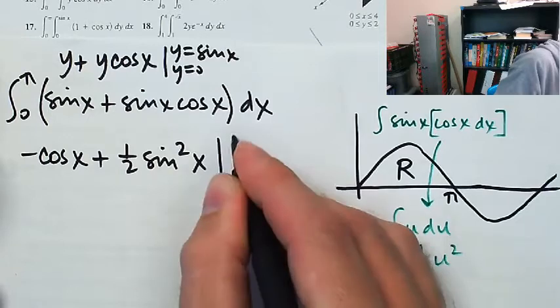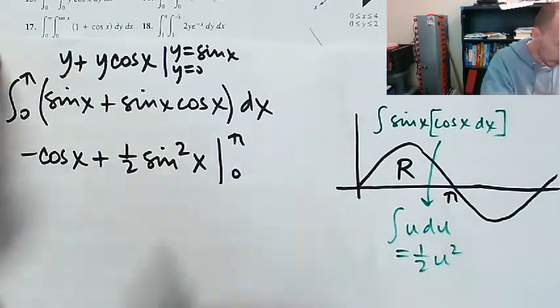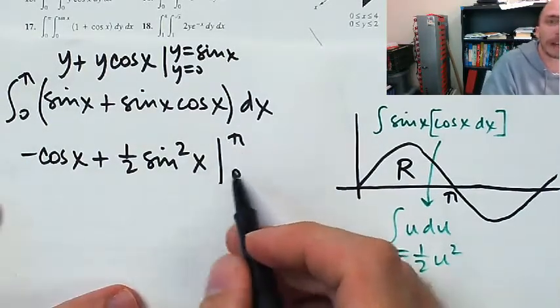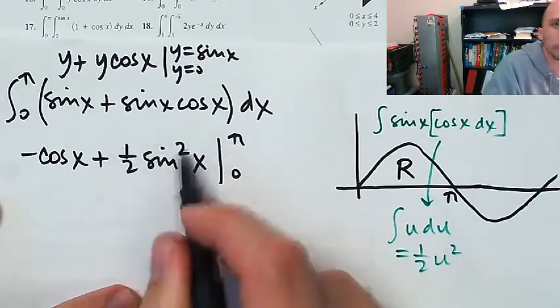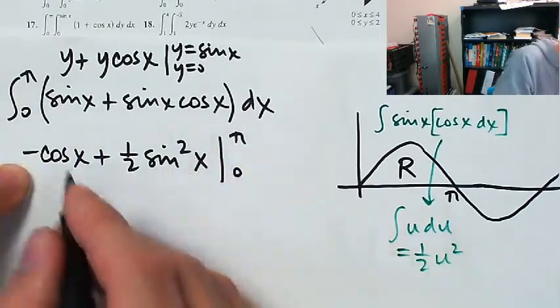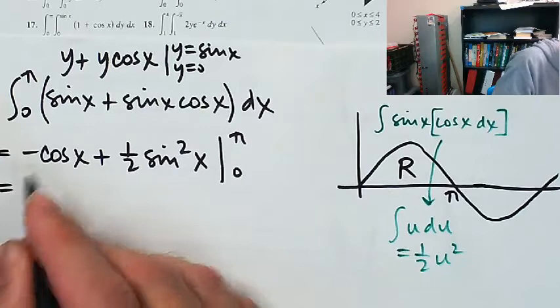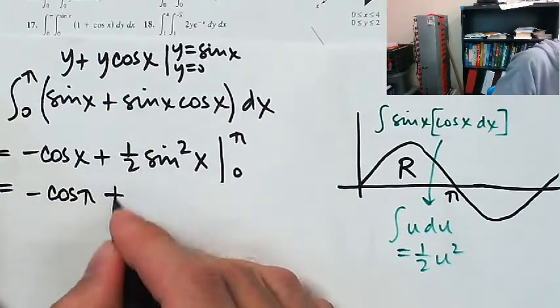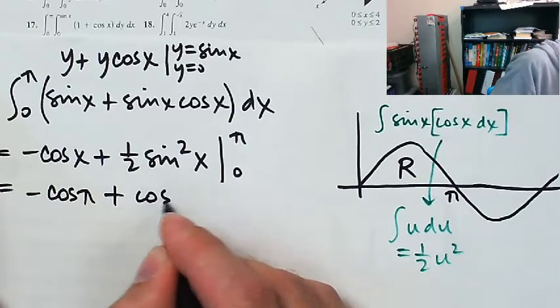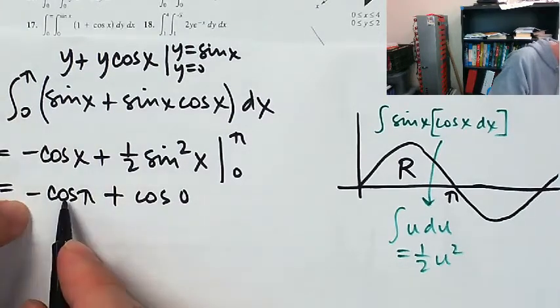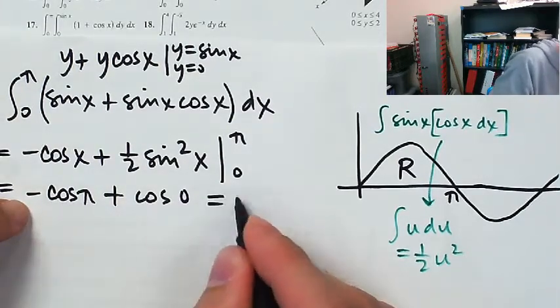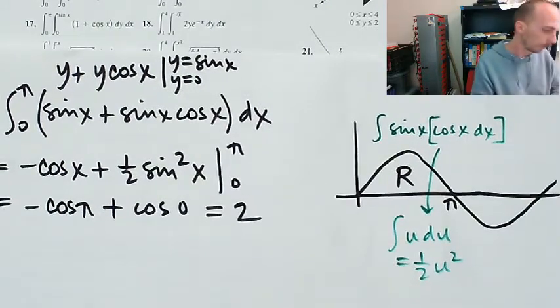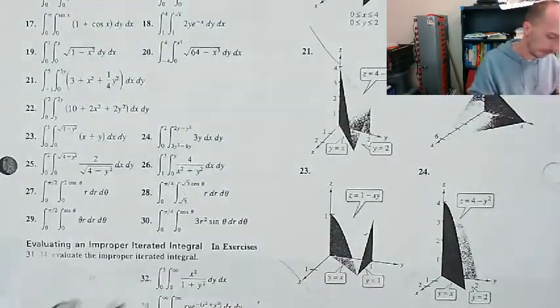Okay, and then we're going to let x run from 0 to pi. Well, sine of pi and sine of 0 are both 0, so this thing doesn't really contribute anything. So this is going to be negative cosine pi minus negative cosine 0. Okay, so that's negative of negative 1 is 1, plus another 1 is equal to 2. Okay, that was number 17. Okay, 22.